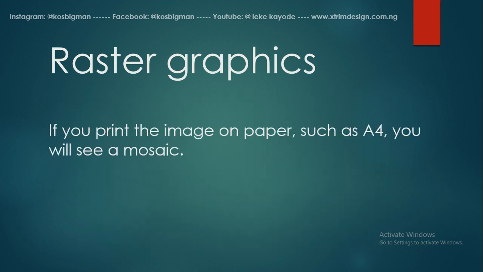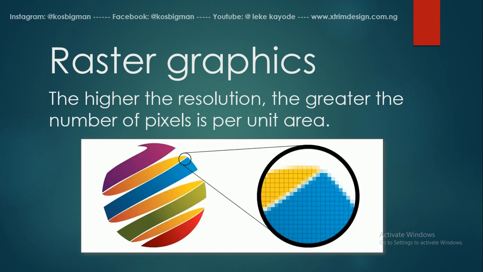If you print the image on paper such as A4, you will see a mosaic. So this is what we mean by a mosaic. This enlarged part, you can see how blurry it looks. It looks faint, it doesn't look sharp. So these are the problems you have when you don't understand these things.